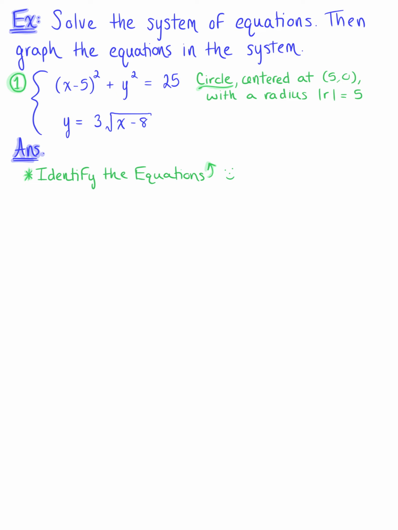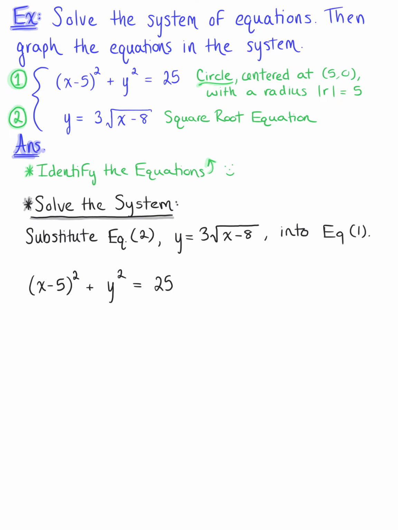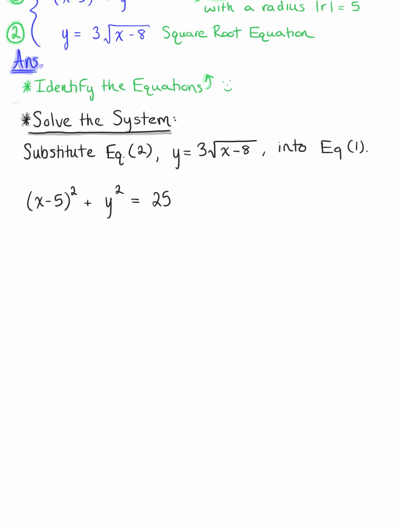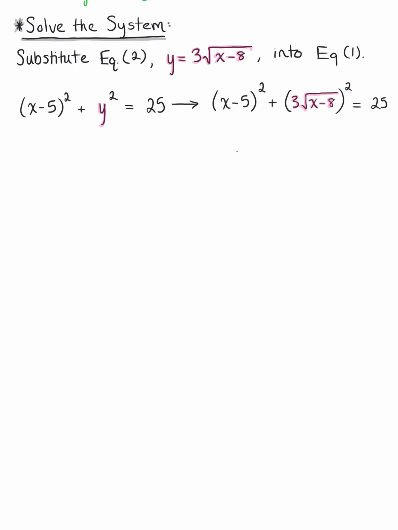And looking at equation 2, here we have a square root. Now, to solve this system of nonlinear equations algebraically, we're going to begin by substituting equation 2 into equation 1. So in other words, we are going to replace the y in the circle with the square root equation, 3 times the square root of x minus 8. So now that we have the equation in terms of the single variable x, we are ready to start solving.